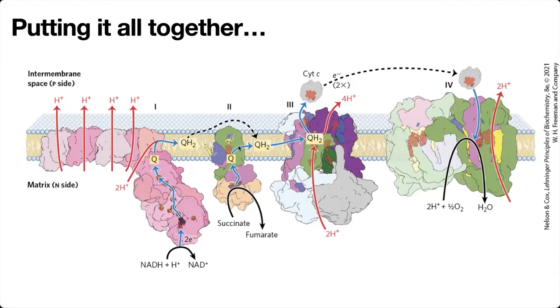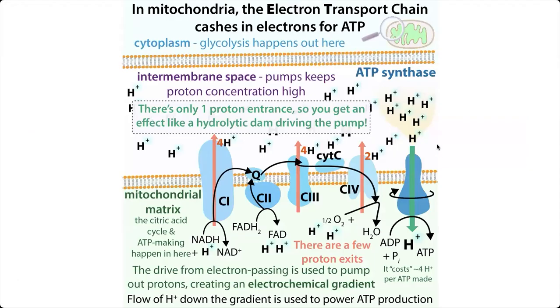So let's think for a second about why we don't pump protons in the case of complex 2, but we do pump them in the case of complex 1. Let's think back to what's the purpose of pumping these protons? The purpose of pumping these protons is to make this gradient that we're then going to be using to power the synthesis of ATP.